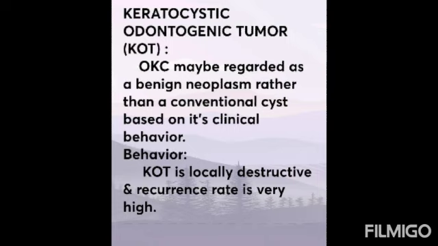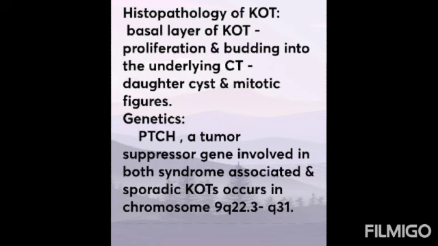Next, moving on to keratocystic odontogenic tumor. So what is KOT? Keratocystic odontogenic tumor. OKC may be regarded as a benign neoplasm rather than a conventional cyst. Based on its clinical behavior, because it is not a true cyst, not a conventional cyst, but it has some potential of a benign neoplasm, it is called a keratocystic odontogenic tumor. All KOT are OKC, but not all OKC are keratocystic odontogenic tumors.